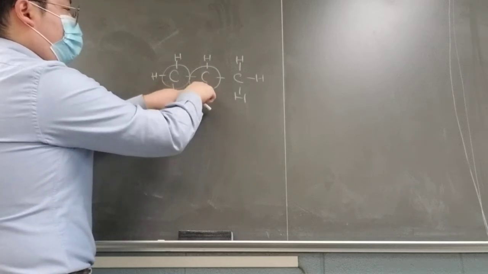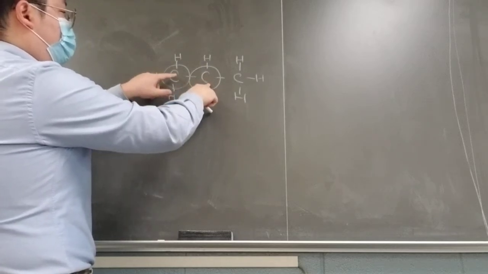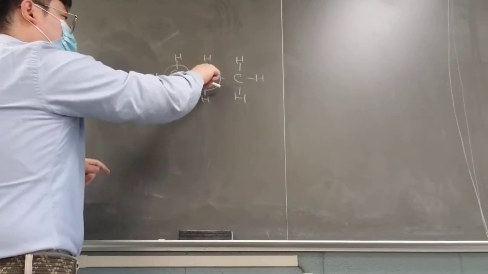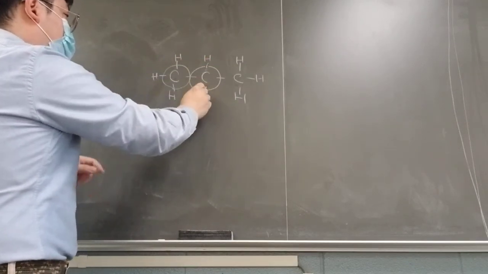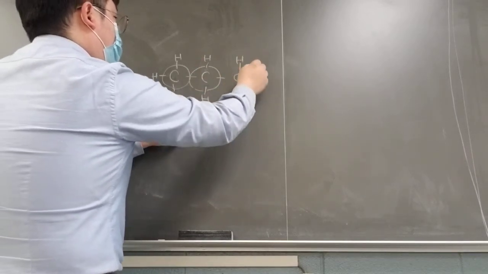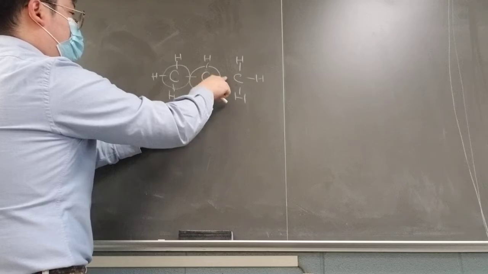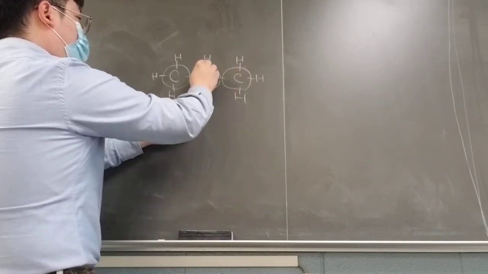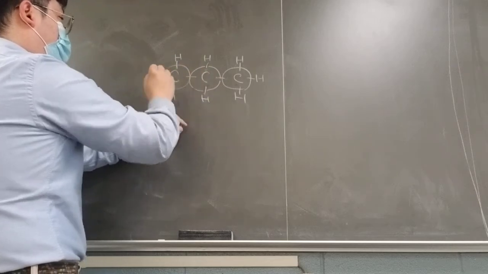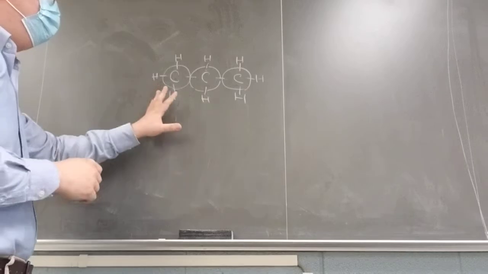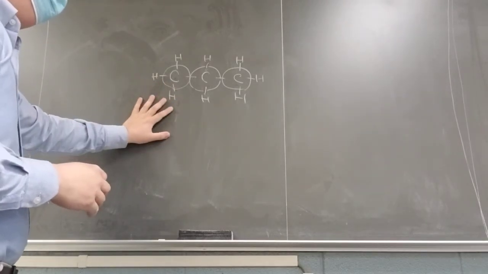But the central carbon already has a single bond to each of the other carbons, so it only has to have 2 hydrogens. The end carbons also have one single bond to the central carbon, so there will be 1, 2, 3, 4, 1, 2, 3, 4, 1, 2, 3, 4. They're happy because they're all group 4 elements. So this is one way to draw propane, right?